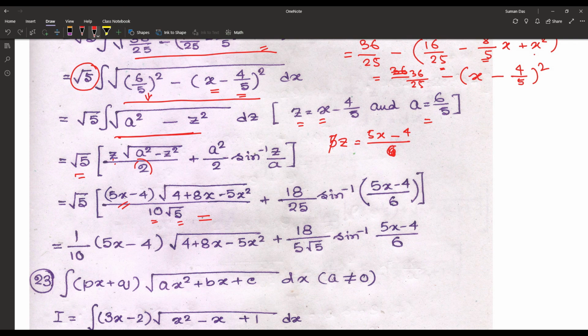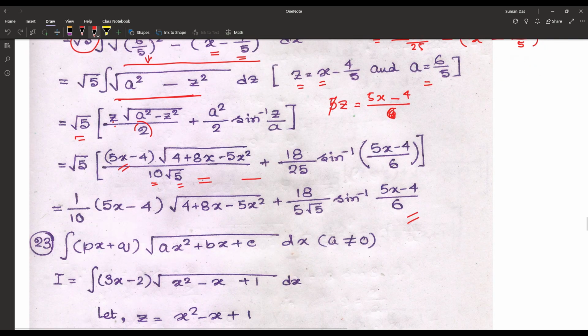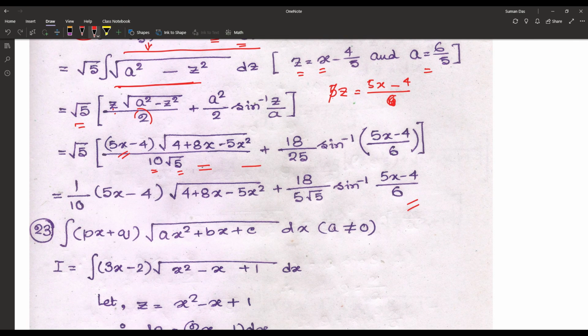So finally we are getting the result after simplification, whatever we are getting or writing here. You may check it with your own calculation. Now the next part, another one.